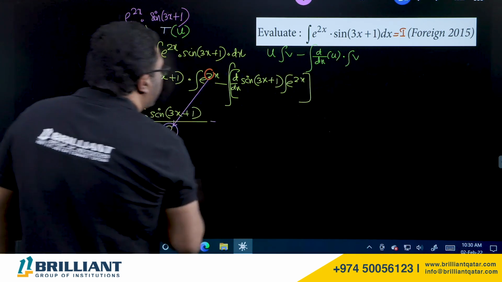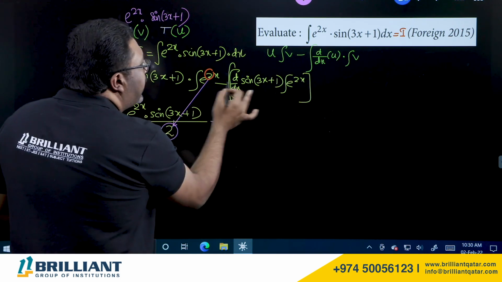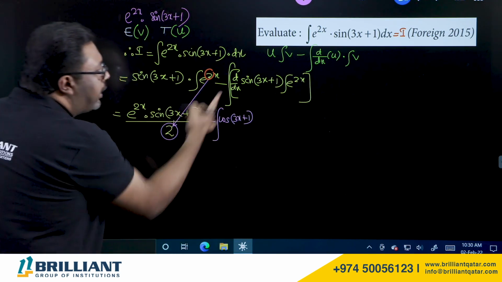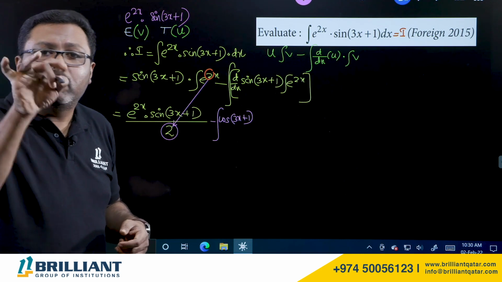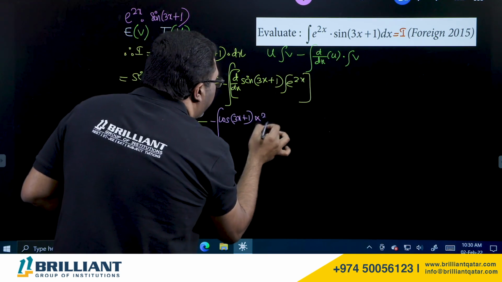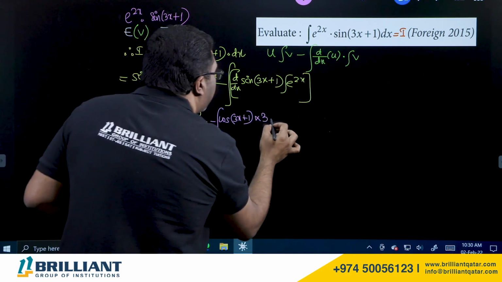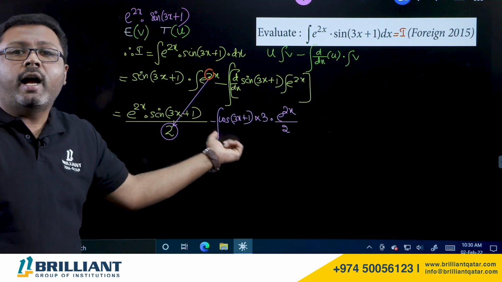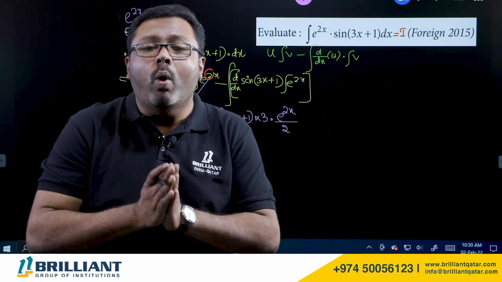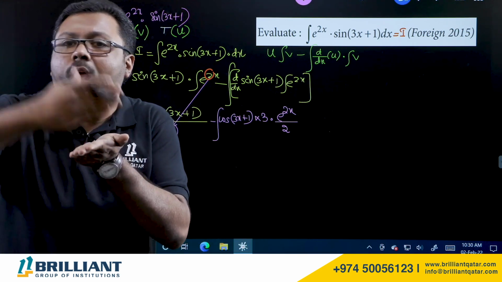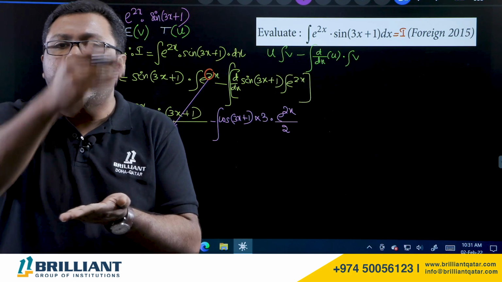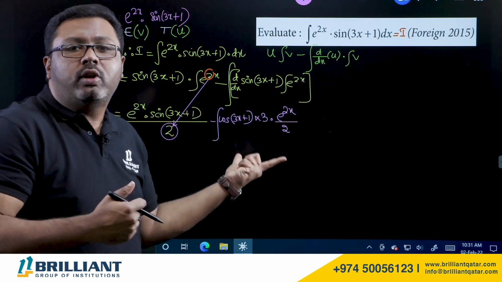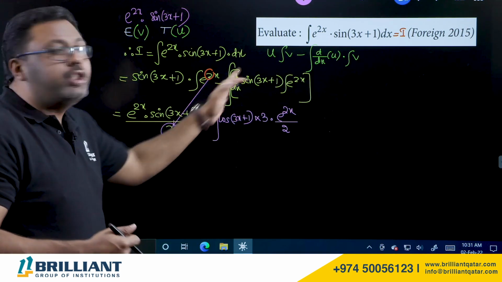Okay, the second part, all of you. The second part is going to be the integral of the derivative of sine 3x plus 1, which is cos 3x plus 1. Chain rule, you will be multiplying it with a 3. And then again integration of that is e raised to 2x divided by 2. Can you see again an isolate form? This is what always happens with the trigonometry and exponential product. It's a very common question over the years for your CBSE examination, a very good 3-mark question for integration by parts, exponential and trigonometry.